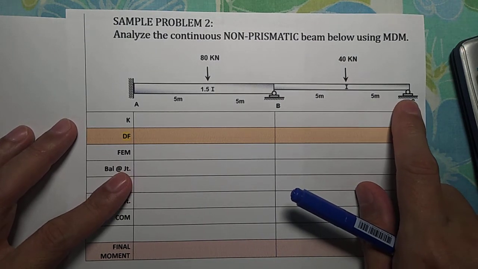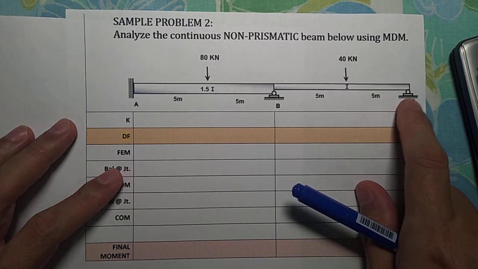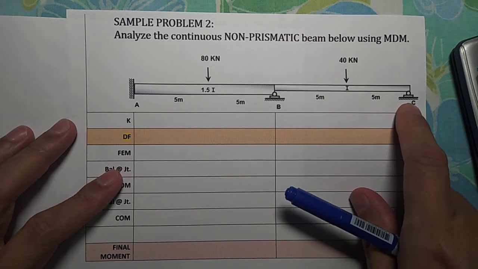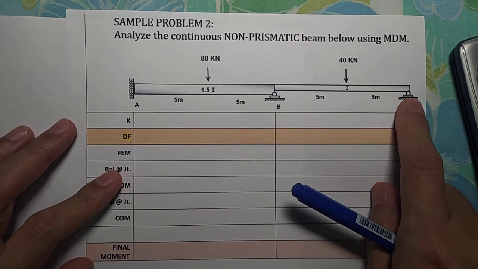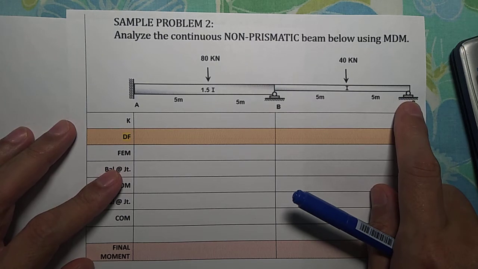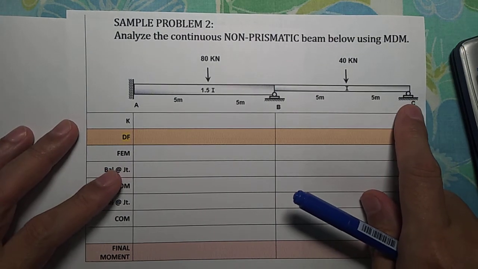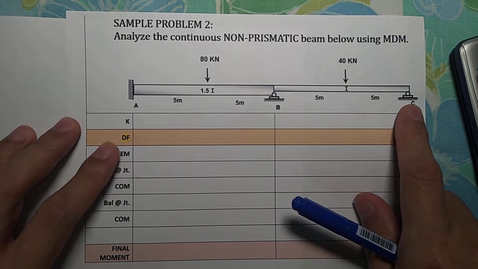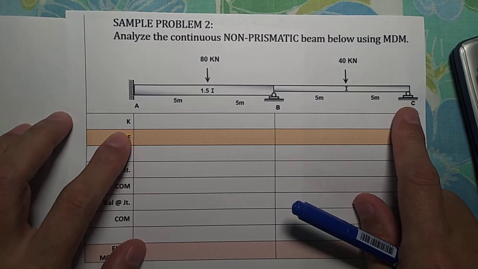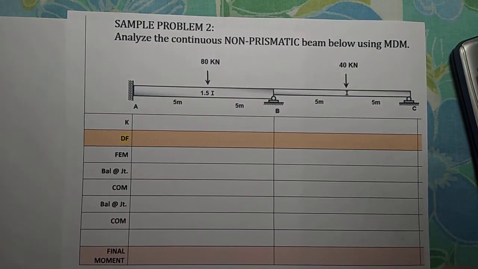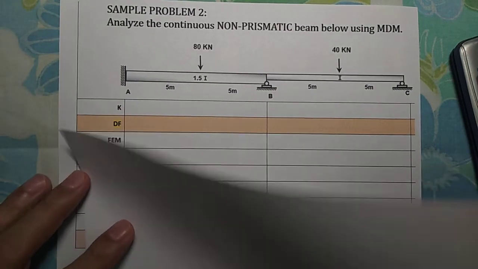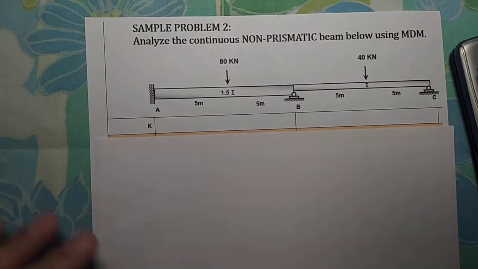Of course, we know that if the support at the end of the beam is a roller or a hinge, there will be no moment. Therefore, the moment there is 0. So, ang bago rito is we will be applying the modification of the stiffness K. So again, let's start with the stiffness K.